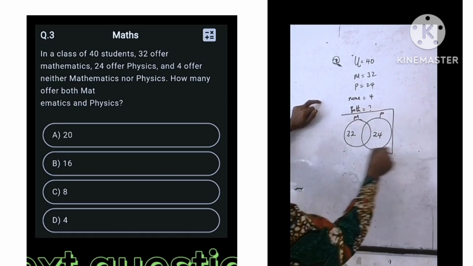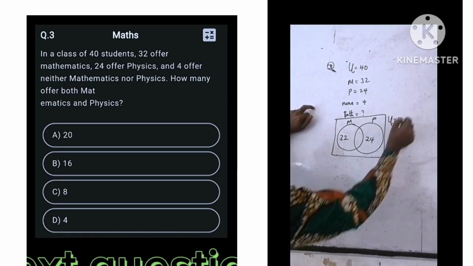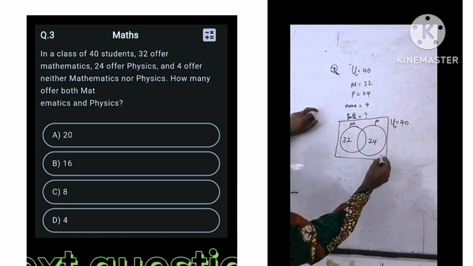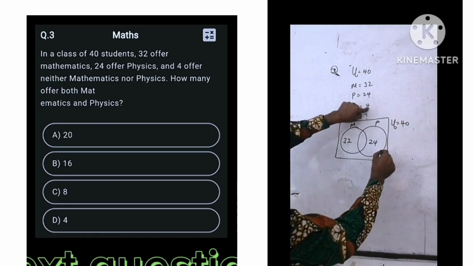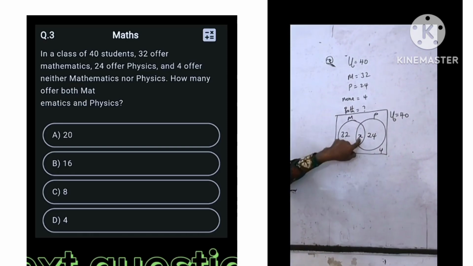Then my universal set is here. This is for the number of students in the class. We write it out here, which is the universal set. Then those that offered none is here. Then the one that offered both, we don't know, so we'll put it x, because here is for both.